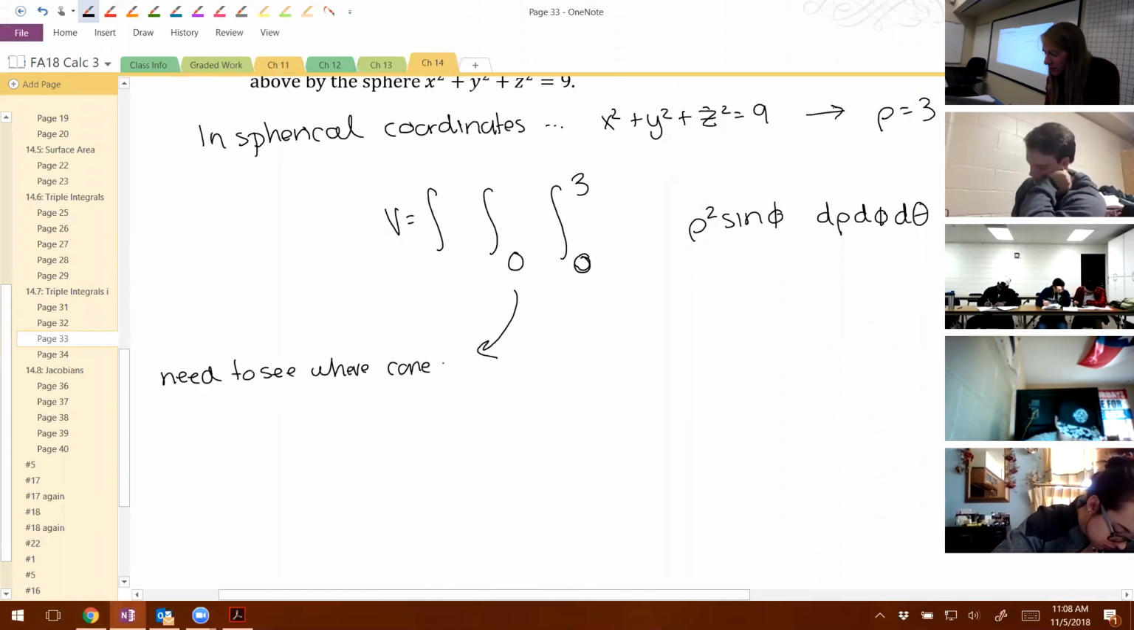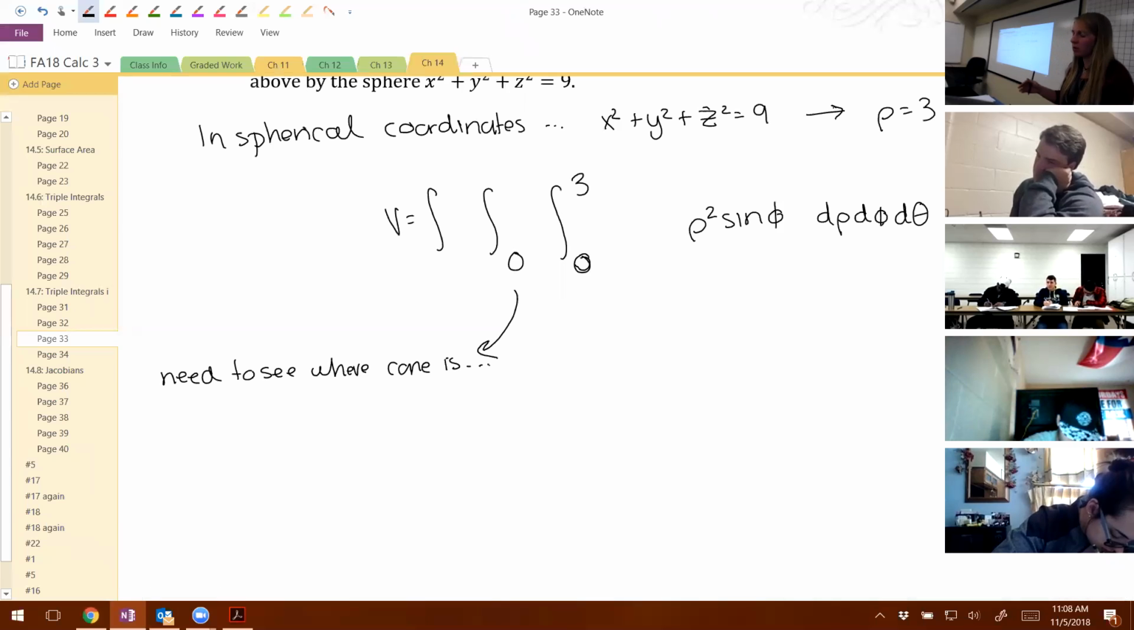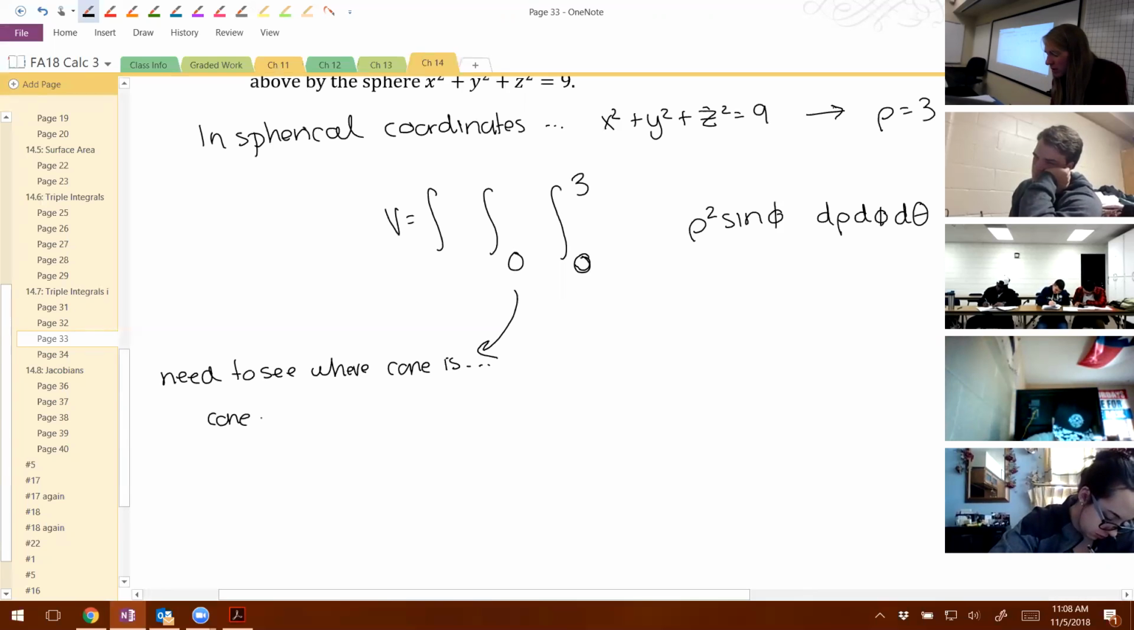So the way we can find that is to see where the cone is. Specifically, we want to know where the cone and our sphere intersect. That'd be a good way to hone in on what we're going for. So let's see where the cone and sphere intersect.